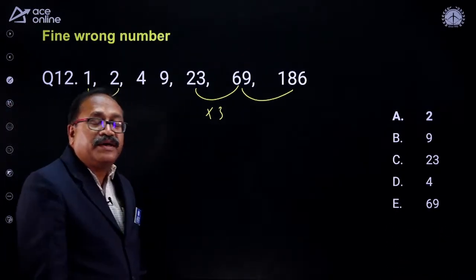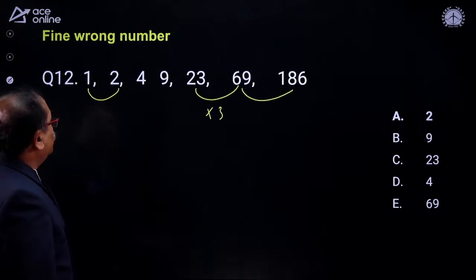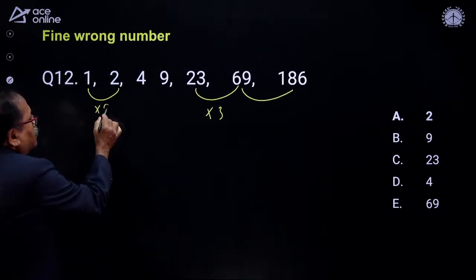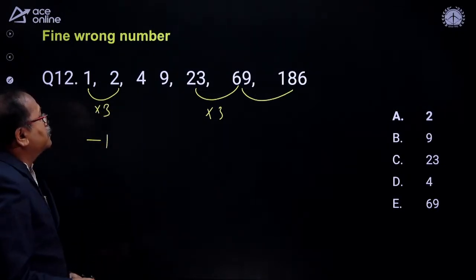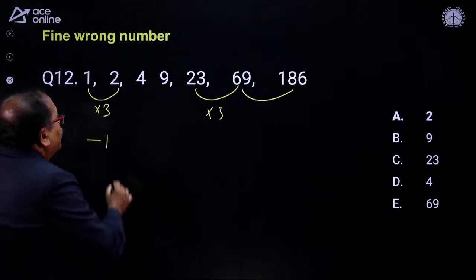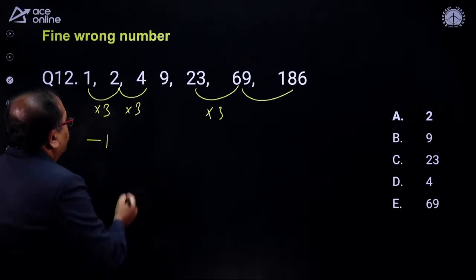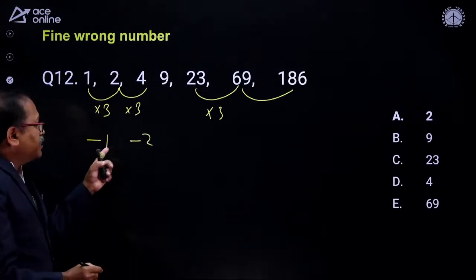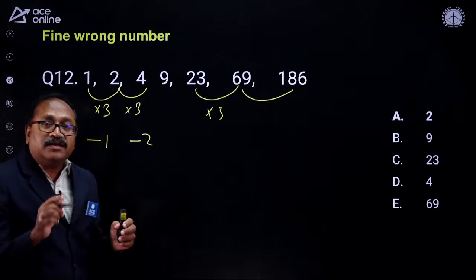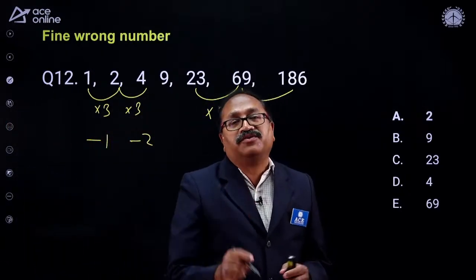Okay, time up. So, what do I notice? I notice that it is into 3 minus 1 here. What about this one? If I go for into 3, 6 and minus 2 here, see the pattern, minus 1, minus 2. And in both cases, it is into 2 and into 2.